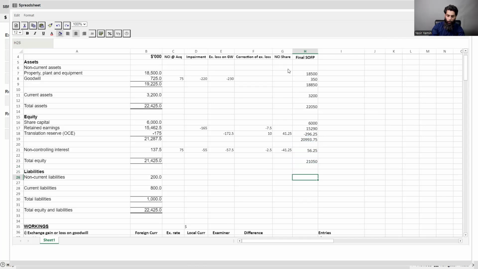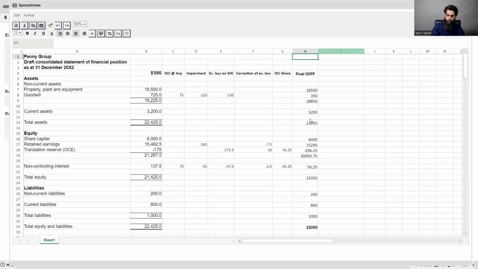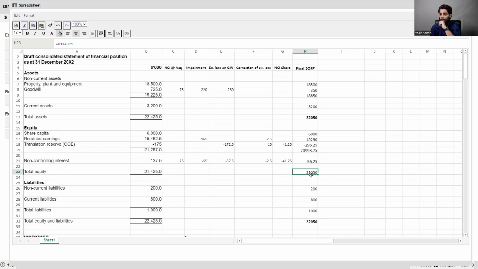Then there are no adjustments in non-current liabilities and current liabilities. Total liabilities come up to be 1,000 again. The total equity and total liabilities are 22050 with total assets of 22050. So the balance sheet exactly matches. Is this clear to everyone?